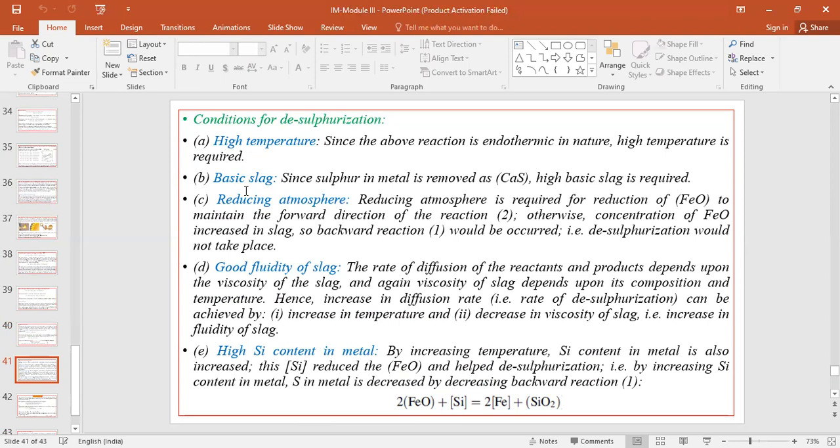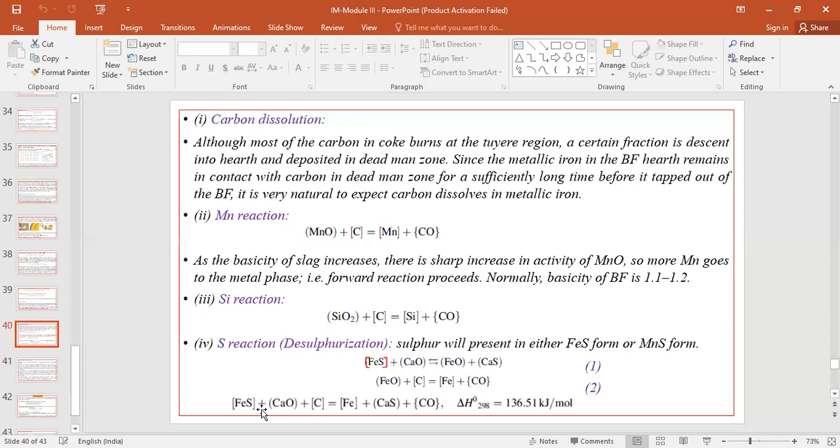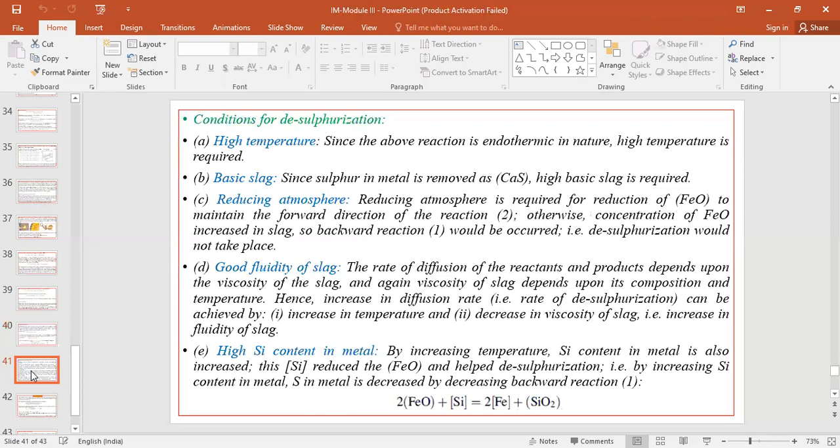Similarly, we require a basic slag. We require a basic slag for the effective removal of sulfur. Yes, we can see here that FeS is getting reduced by burnt lime, or calcium oxide. So the higher the basicity of the slag, the higher the possibility of recovery of sulfur from the hot metal matrix. From this hot metal, we can extract the maximum amount of sulfur.